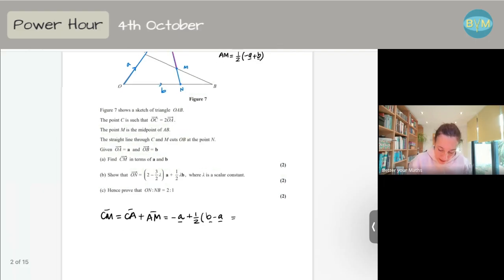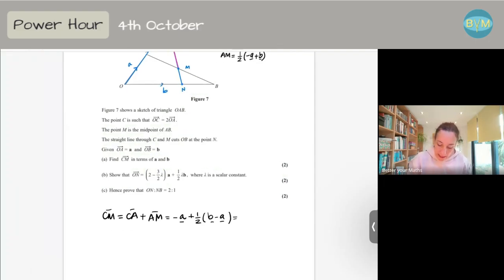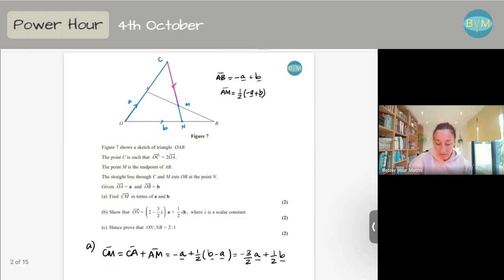So this is going to be minus A minus 1/2 is minus 3/2 A and plus 1/2 B. Sorry, because I did it in the other direction. Yeah, we have written CM in terms of A and B. And the trick with this is, if you do the sketch, you see the vector and then you try to go in a way that you know the vectors.